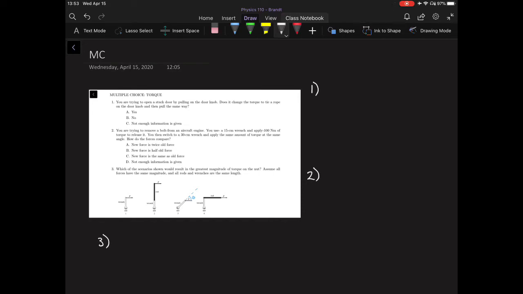All right, multiple choice for lesson 27. Problem one, you're trying to open a stuck door by pulling on the doorknob. Does it change the torque if you tie a rope to the door and pull the same way? So that same way is important.